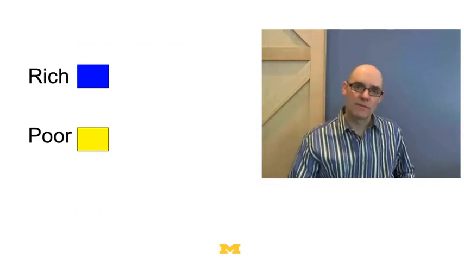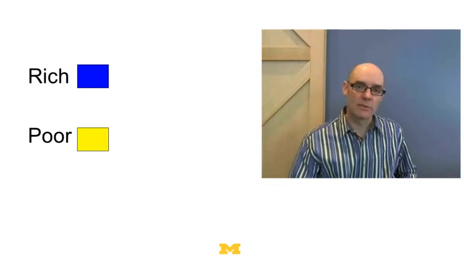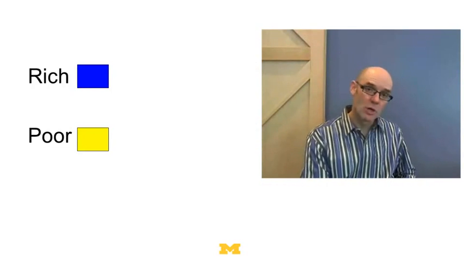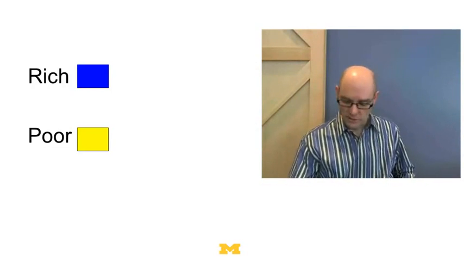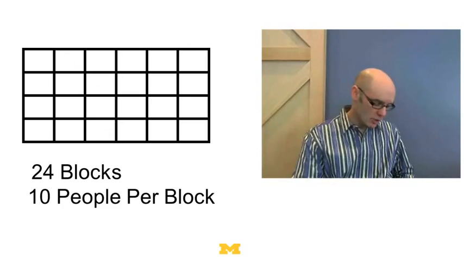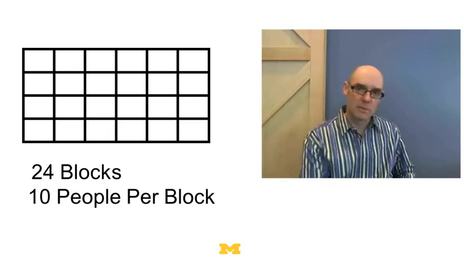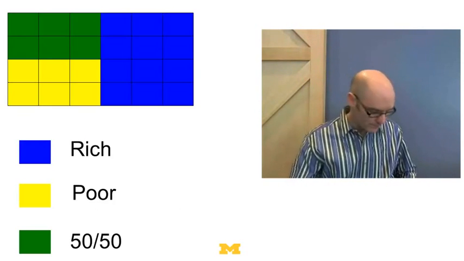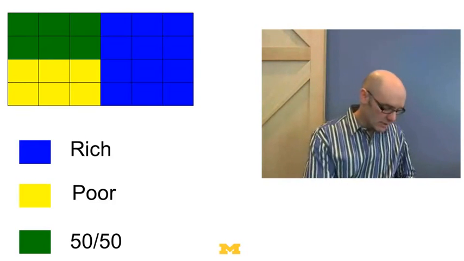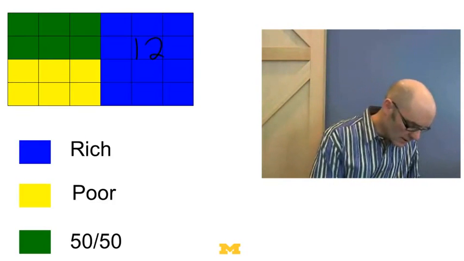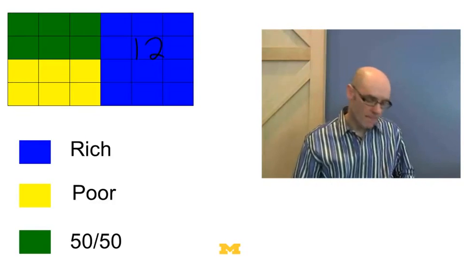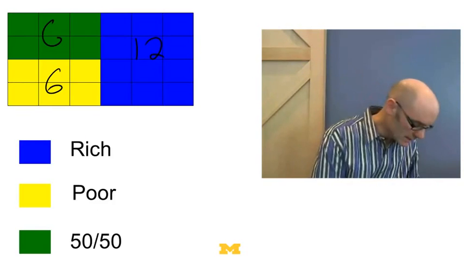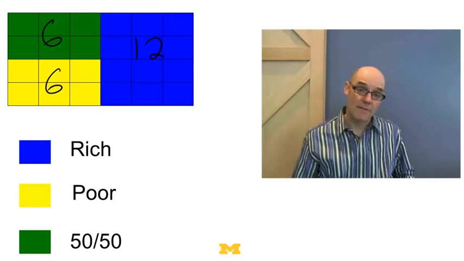So we're going to construct a very simple measure called the index of dissimilarity, and we're going to do it with just two types of people, rich people and poor people. So I'm going to represent rich people with blue dots and poor people with yellow dots. Now I'm going to place these people on a grid. So I'm just going to have a 24 city block area here, and in each block I'm going to put 10 people. All right, so let's start out, and let's suppose that in 12 of these blocks right here, I put all rich people. And in 6 of these blocks, I put all poor people. And in 6 of these blocks, I put half poor, half rich.